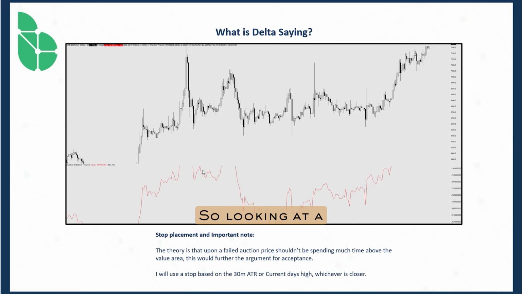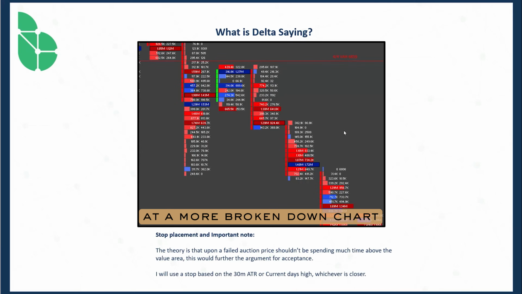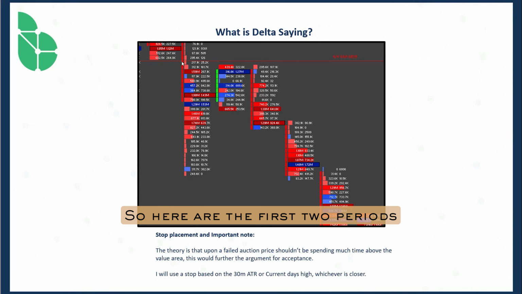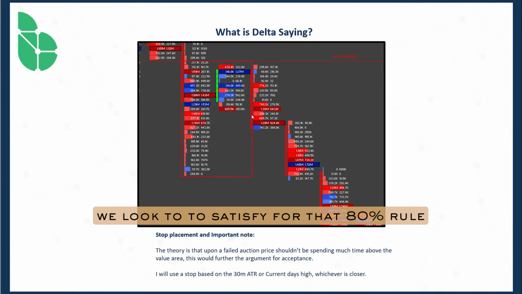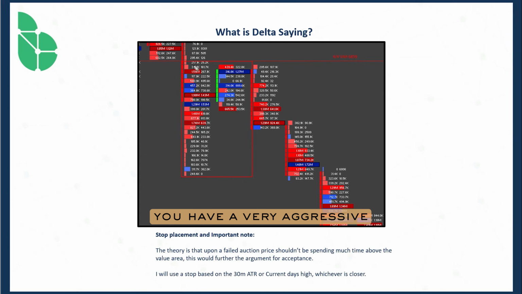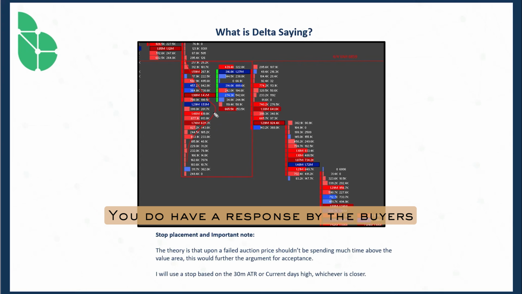Looking at a more broken down chart, this is exactly what happened at the level. Here are the first two periods, those 30-minute periods that we're talking about, that we look to satisfy for that 80% rule. The first one, you have very aggressive selling into the low. You do have a response by the buyers.